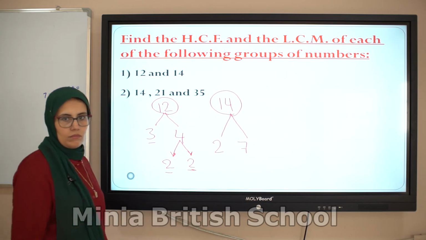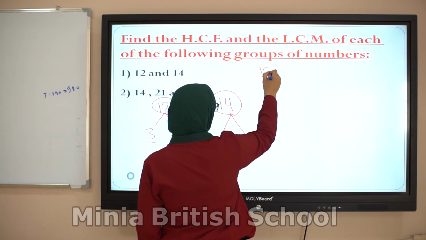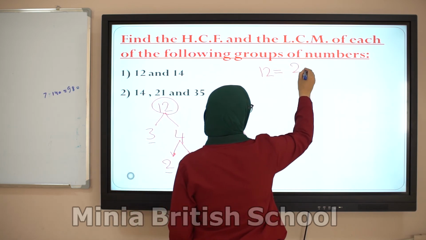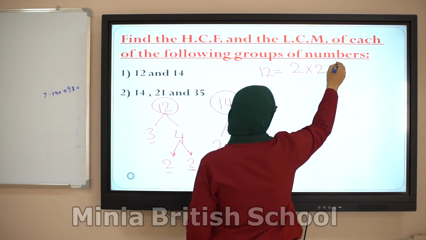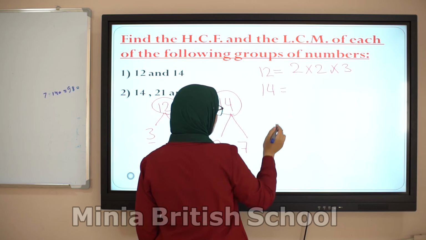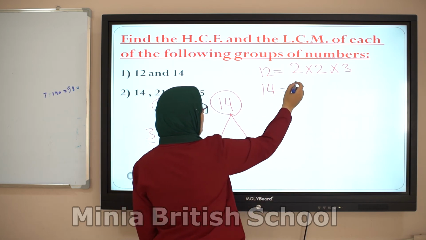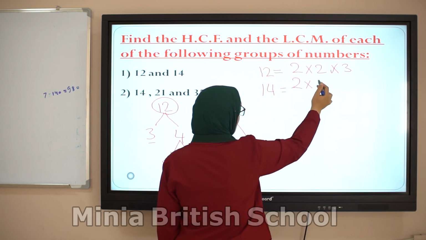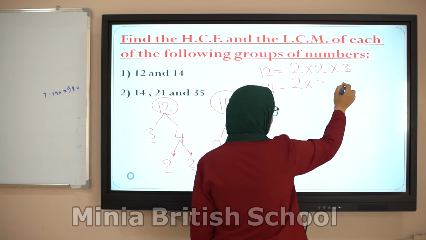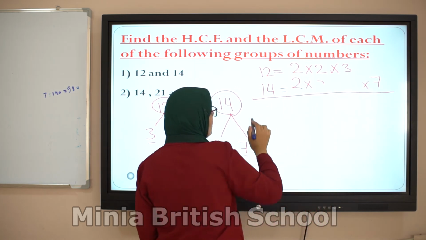That's it. So I will write here 12 equals 2 times 2 times 3. What about 14? It equals 2 times 7. So I will write 2 under 2. There is no 2 here, so I will leave it. There is no 3 here, I will leave it. What is left is 7, so I will write 7 here far away.